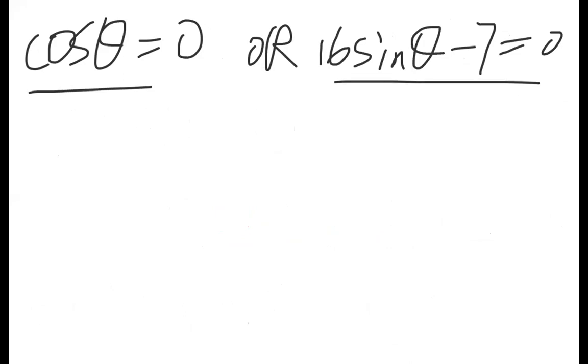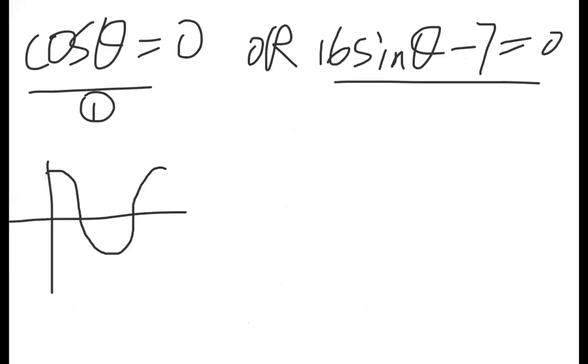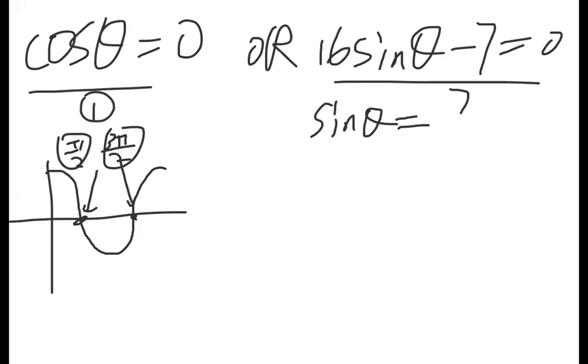To solve the first one, you graph the cosine graph, and you notice there are two intersections with y equal to 0, which is the x-axis, pi over 2 and 3 pi over 2. So these are one set of the solutions for the equation, and the other one is sine theta is equal to 7 over 16, right?